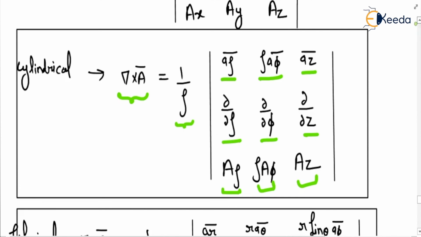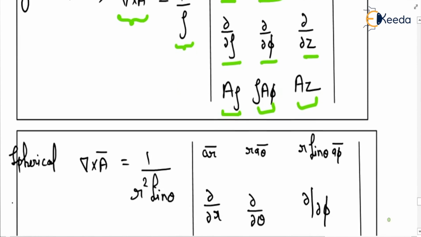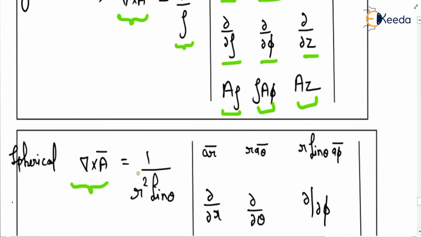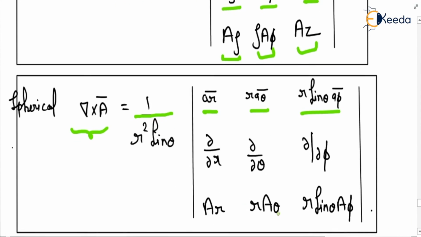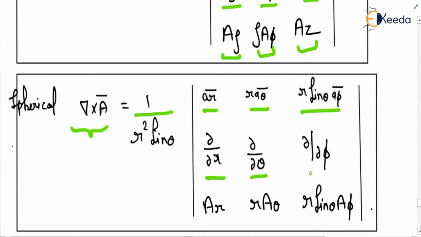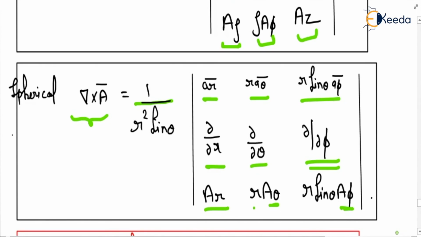In the spherical coordinate system, del cross A is 1 upon r squared sine theta, times the determinant with rows a_r, r a_theta, and r sine theta a_phi; del over del r, del over del theta, and del over del phi; and then A_r, r A_theta, and r sine theta A_phi, the coefficients. So these are the formulas in the spherical coordinate system.